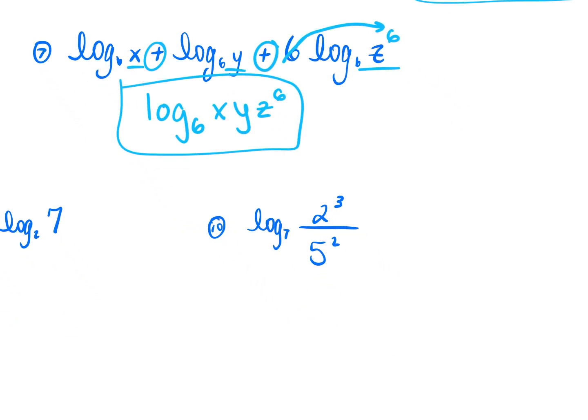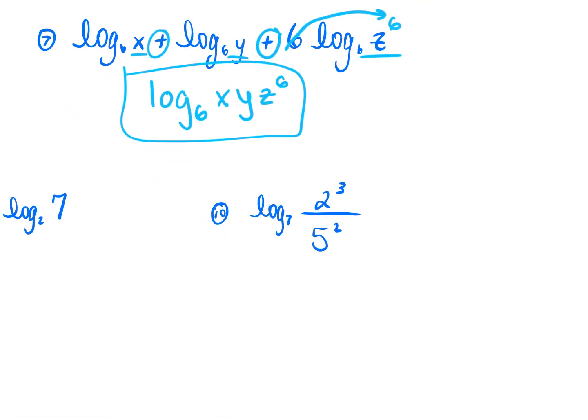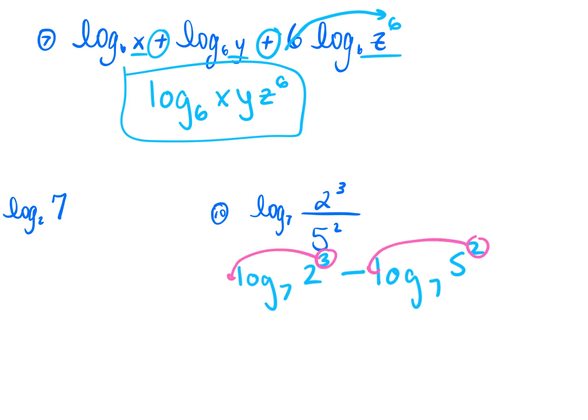Any questions there? Let's look at 10. 10 we're dividing. What goes with division? Subtraction. So every time I break it apart, it needs its own log, and we're going to subtract. So log base 7 of 2 to the 3rd power minus log base 7 of 5 squared. What do I do with the exponents? Put them in front of the log that they're attached to. So 3 log base 7 of 2 minus 2 log base 7 of 5.